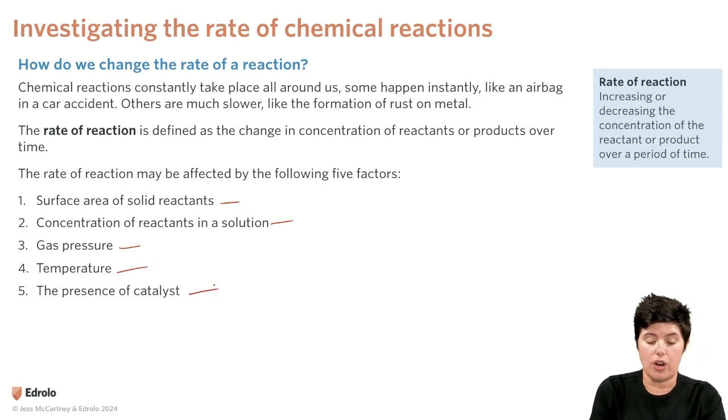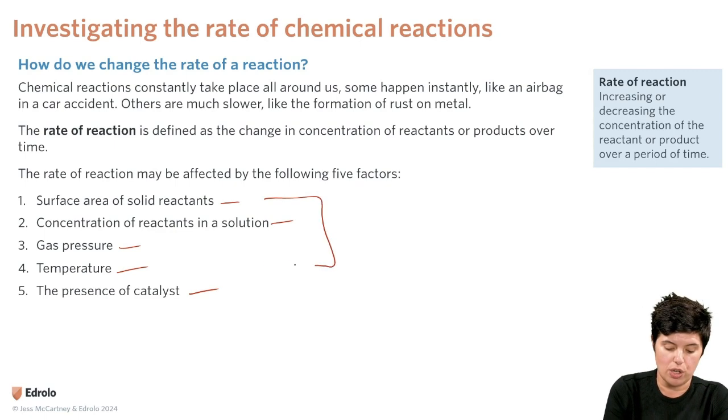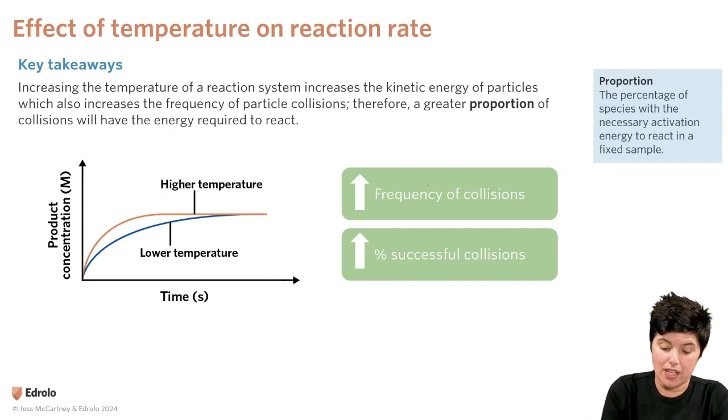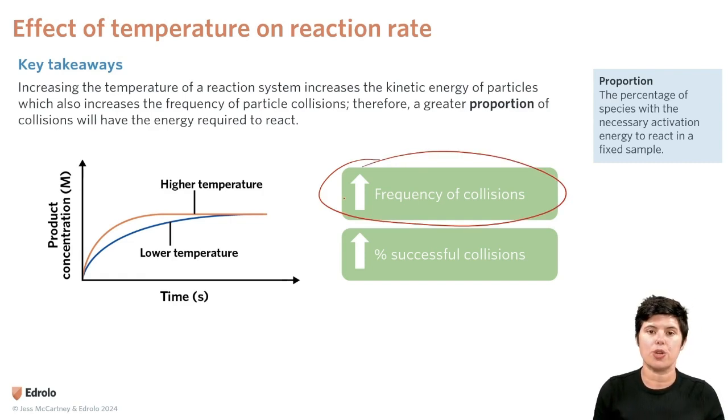The things that we are going to discuss today are the ones 1 to 4, and we will be looking at a catalyst in the next lesson. When we are looking at temperature in terms of the rate of reaction, as we increase the temperature, this will increase the number of collisions occurring in the reaction, because the particles are moving faster. So the likelihood of them coming into contact with each other increases.